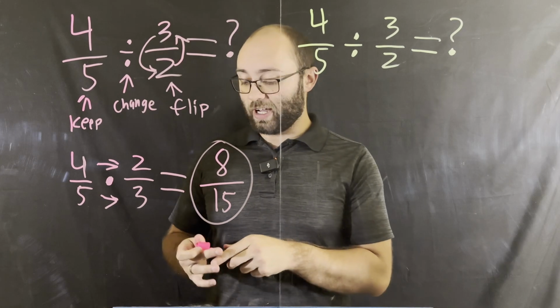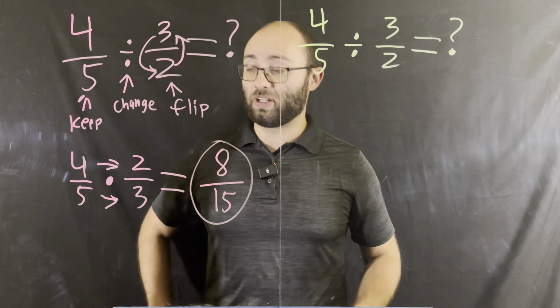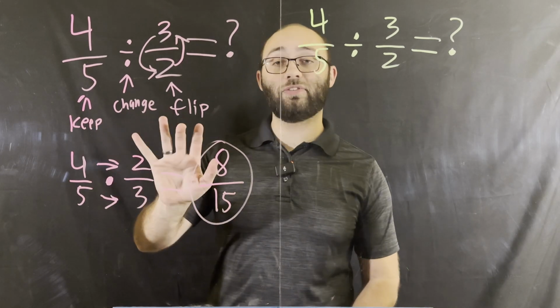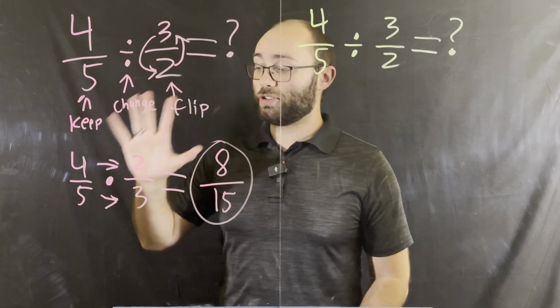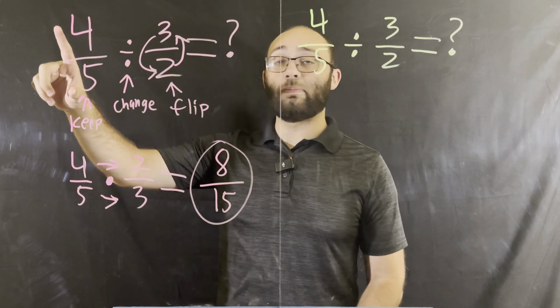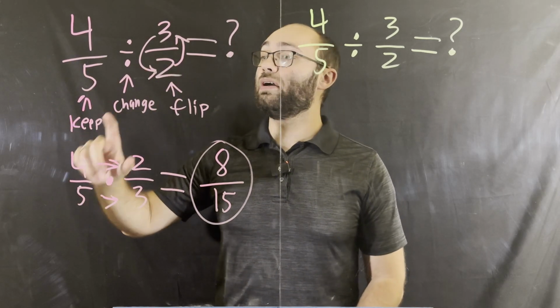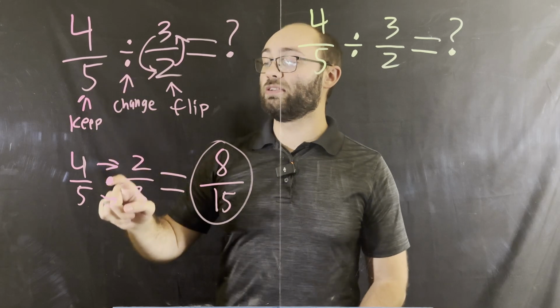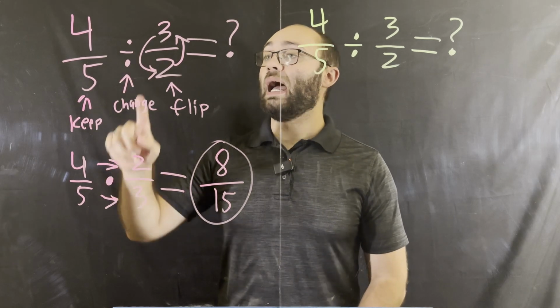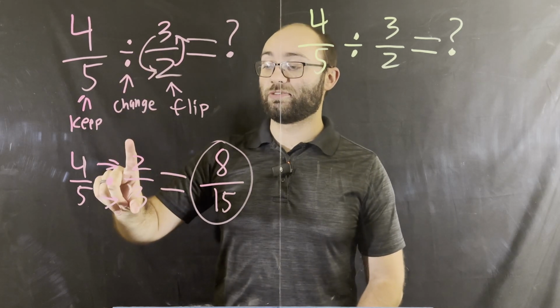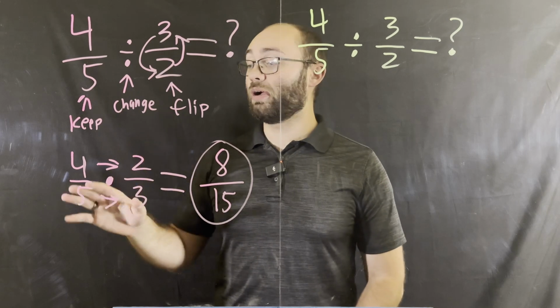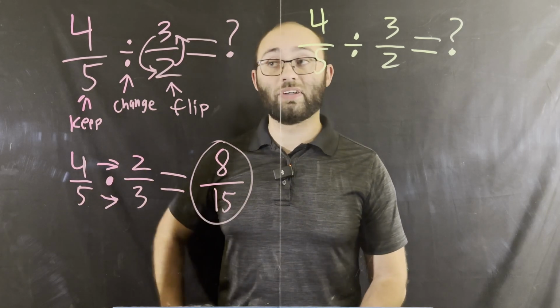When it comes to dividing two fractions from one another, you can do the keep, change, flip technique. Once again, just to reiterate it, we keep the first fraction. We change the division sign to multiplication. And then we flip our last fraction. And then from there, we multiply normally, and that'll give us our answer.